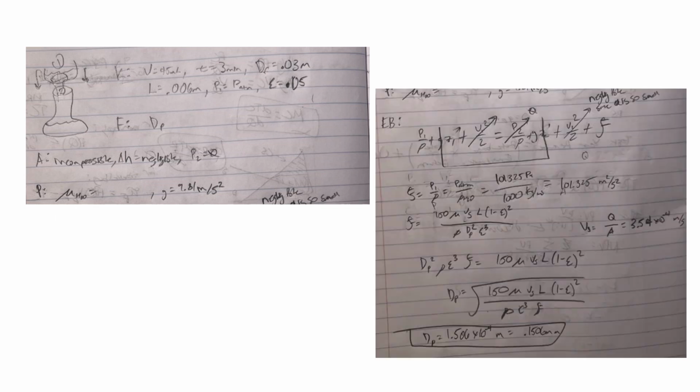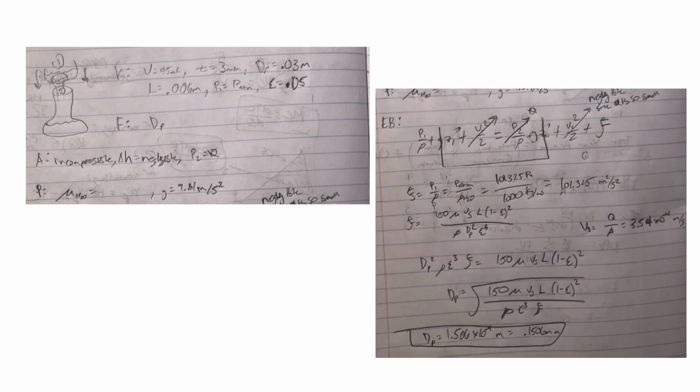So, as you can see, we have our nodes. We have our volume of water and our time to drain it, the diameter of the filter and the length of it, and we're saying P1 will be equal to atmosphere, and then since it's a vacuum filter, we're going to assume P2 is 0. Then we're finding our particle diameter. You can see our assumptions: incompressible, change in H is negligible for this, and we're saying P2 is 0. And then we have our viscosity of water and our gravity.